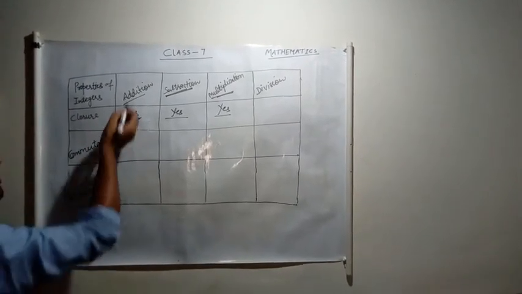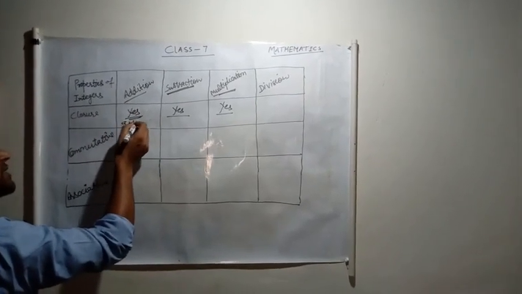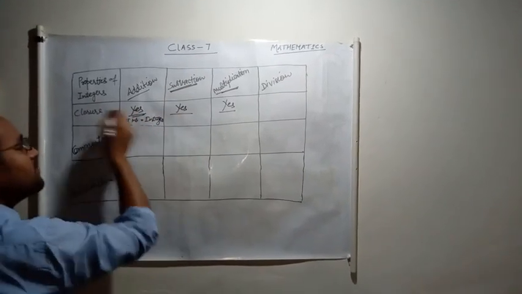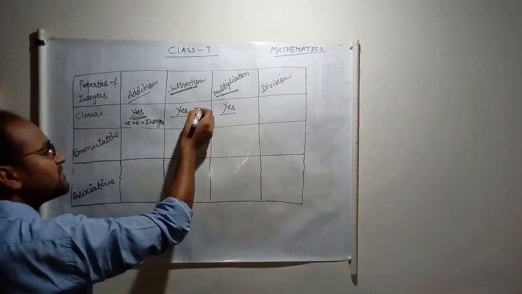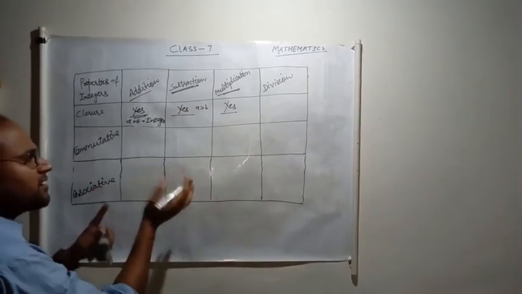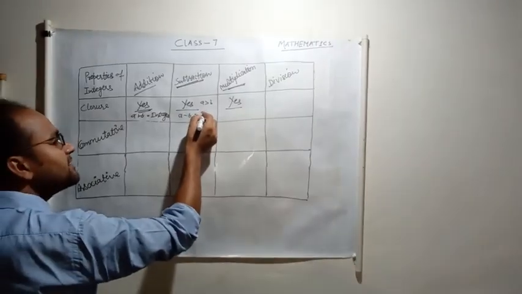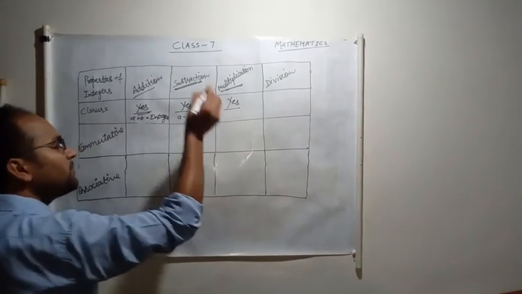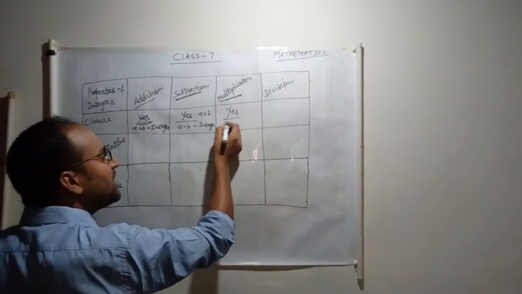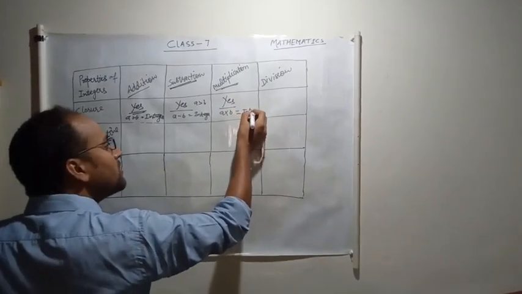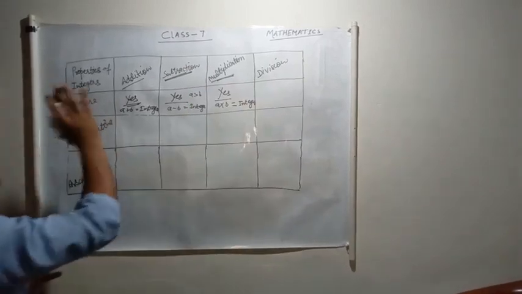This is a closure hold for addition. A plus b is equal to an integer. Subtraction, if a is greater than b, or greater or less, no problem. A minus b, whatever you get, is also an integer, belonging to the same family. And if we take a and b and multiply them, the product we get also belongs to the same family, that is also an integer.